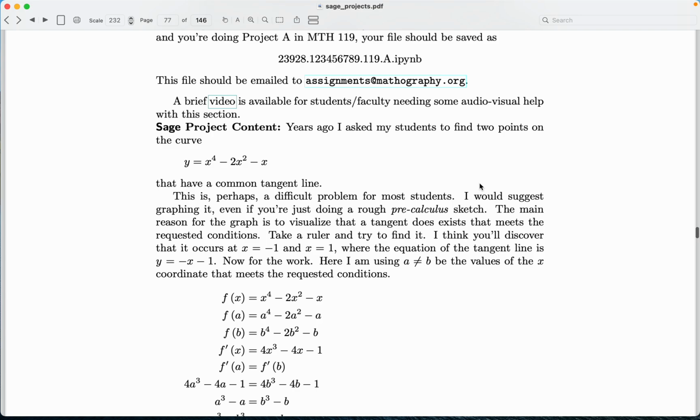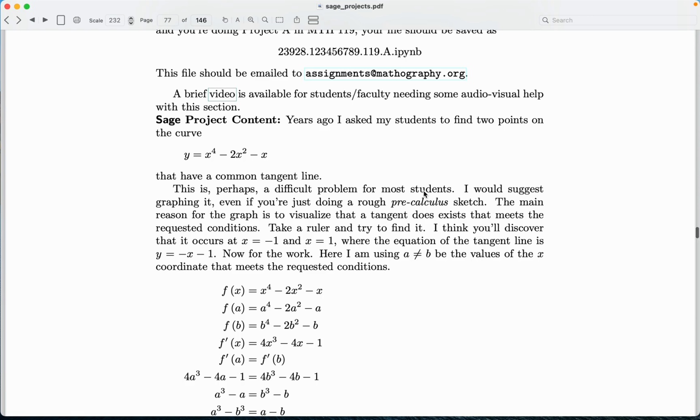There's a polynomial, first degree polynomial. What I asked was, on the curve, there are two points that have a common tangent line. I'll be honest with you, for a lot of people, it's a difficult problem. So what I would suggest is graphing it.